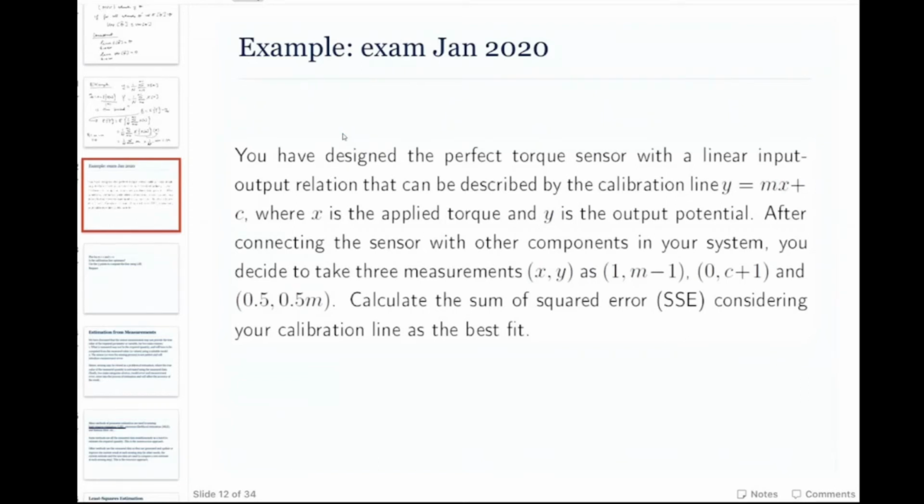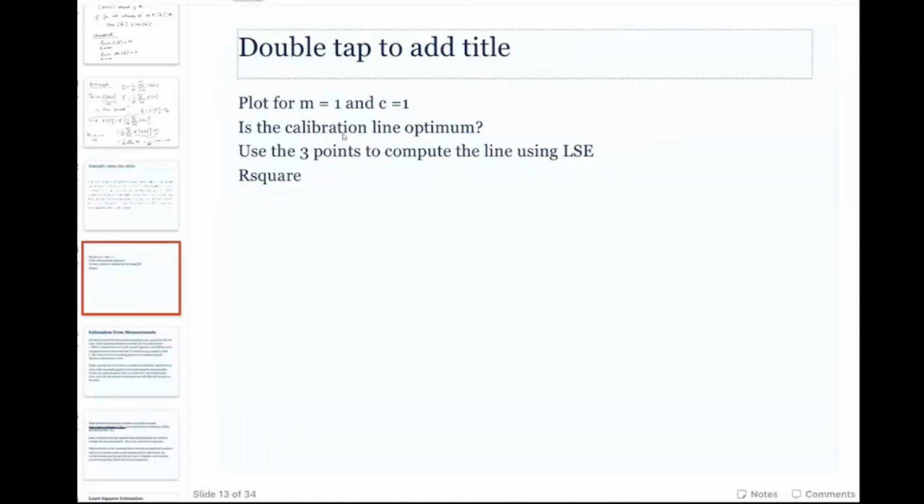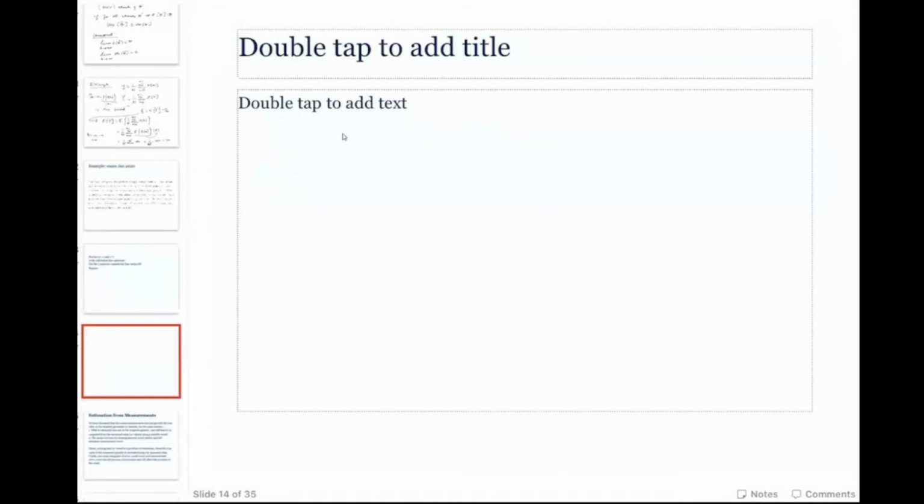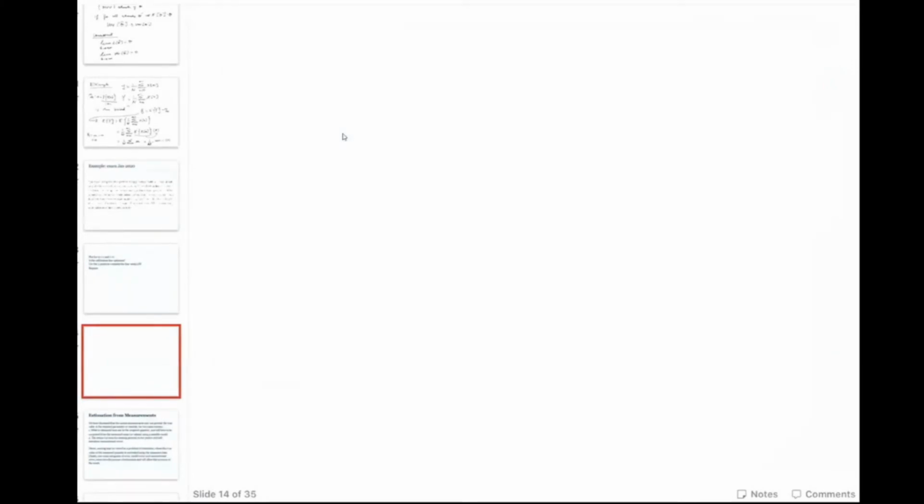And of course, in the example, I will also take on a few more questions that were not in the exam, so we have a good understanding. For example, we will also discuss if you can plot m for m equal to 1 and c equal to 1, if you can discuss if the calibration line is optimum, and then use the 3 points to compute the line using the least square error. So we have 3 points.